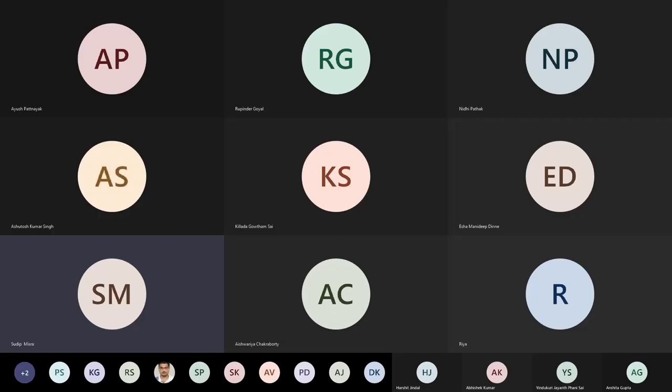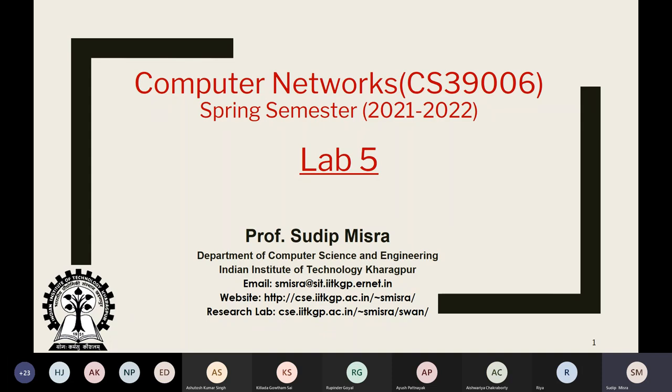That is basically on P2P, so peer-to-peer networks. So you can choose either of these, and it is going to be uploaded on Moodle. Probably it has already been uploaded. So either of these you are going to do.